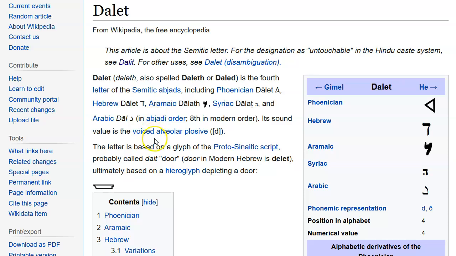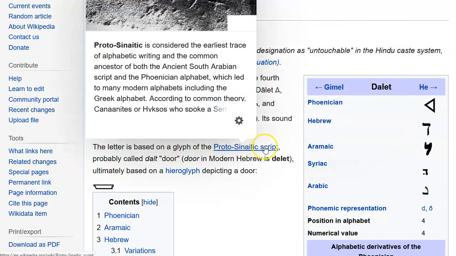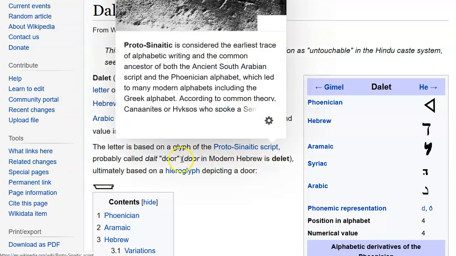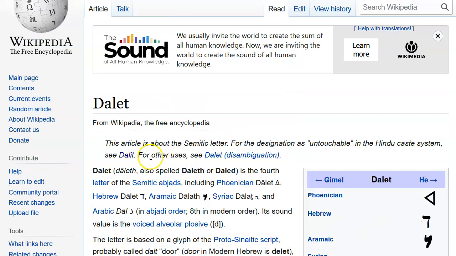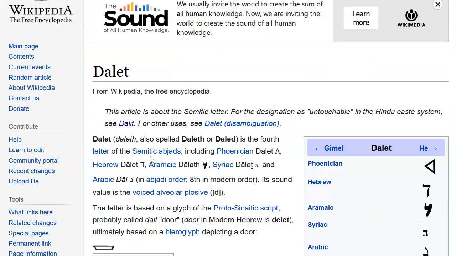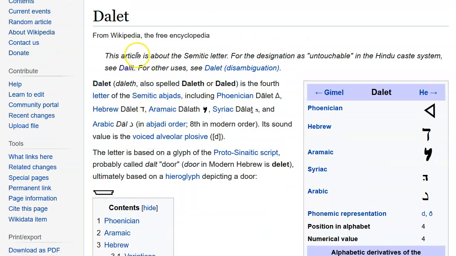Let me see here. The letter is based on the glyph of the Proto-Sinaitic script. I don't know what that is. Probably called Dalt or Door. Door in modern Hebrew is Delet, and ultimately based on hieroglyphs depicting a door. So anyway, fourth letter of the alphabet meaning a door, but it is a Hebrew letter. It is found in Hebrew.